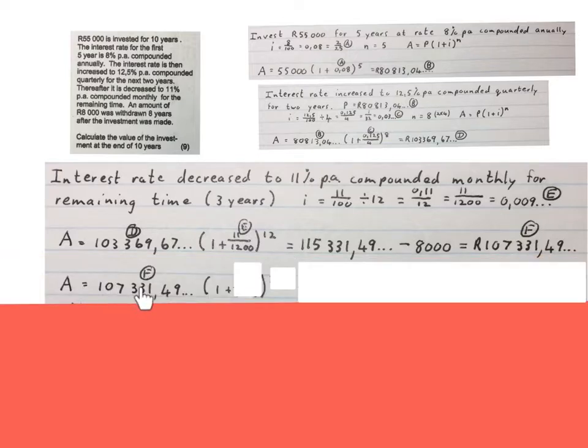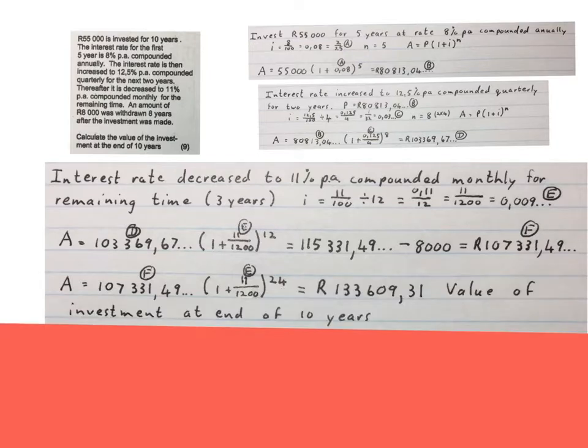Then we take this amount, we put it in the same formula, substitute your I that you worked out in here, and you will receive interest 24 times. So the money is still in the bank for 2 years, but it's compounded monthly. 2 years is 24 months. After you put all of this into your calculator, you'll get this amount. That is the value of the investment at the end of 10 years.